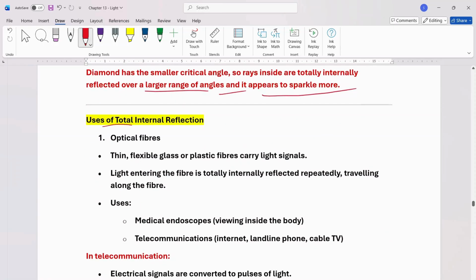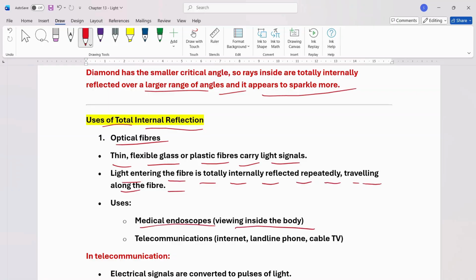Okay, uses of total internal reflection. Number one, optical fibers. Thin, flexible glass or plastic fibers carry light signals. Light entering the fiber is totally internally reflected, repeatedly, traveling along the fiber. Uses include medical endoscopes, viewing the inside of the body, and telecommunication: internet, landline phone, cable TV.